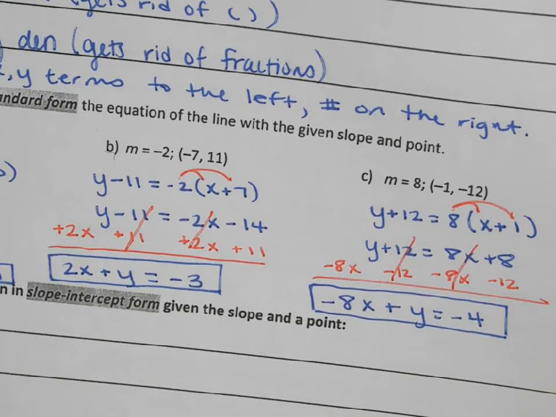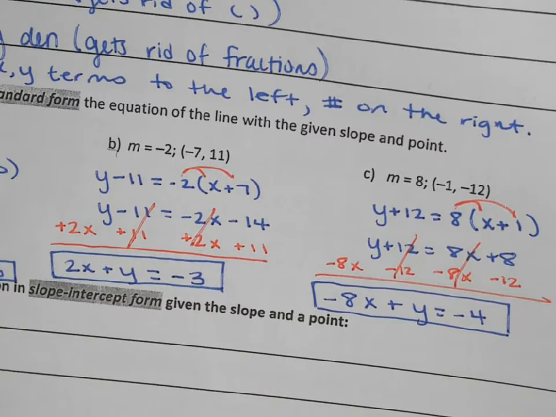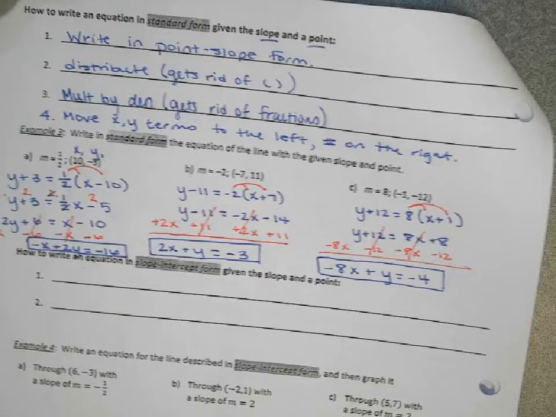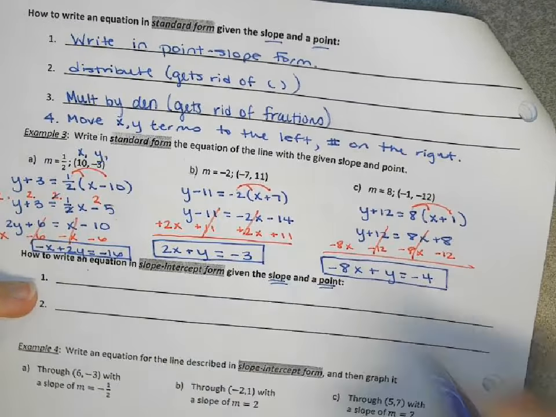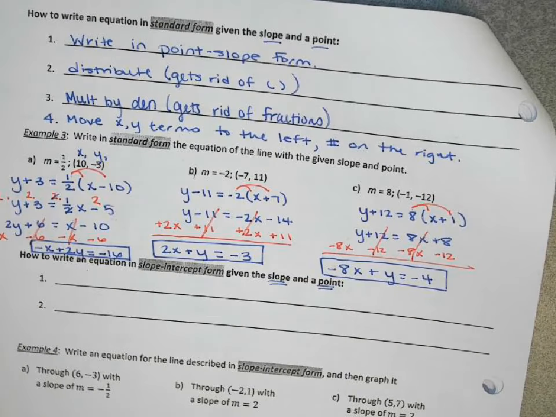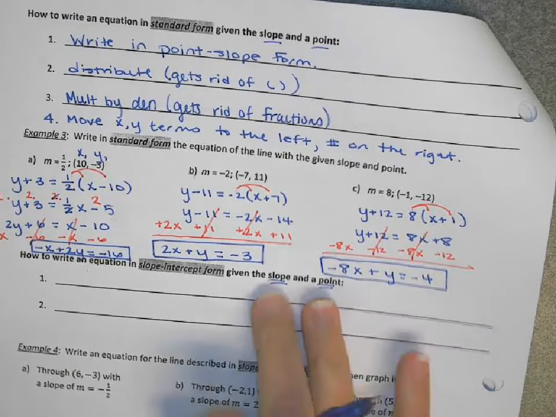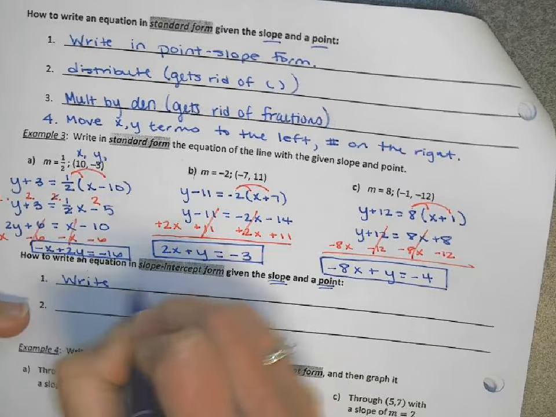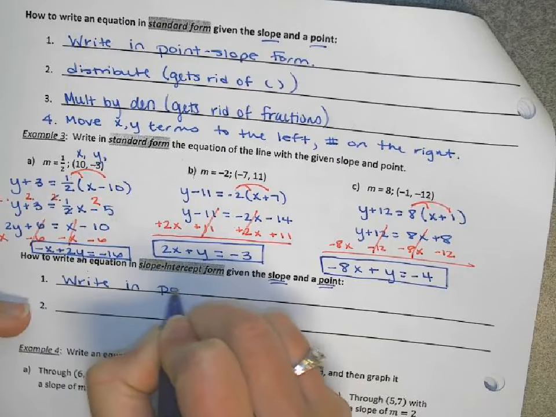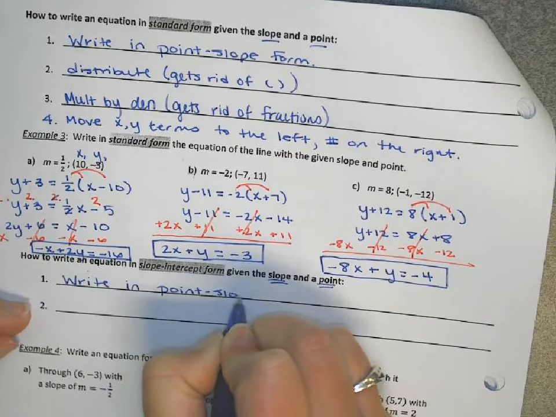How to write an equation in slope-intercept form given the slope and a point. Okay, so if you're given slope and a point, what form should you write it in? Point slope form, because those are the two things that you're given. So you're going to start by writing it in point slope form.